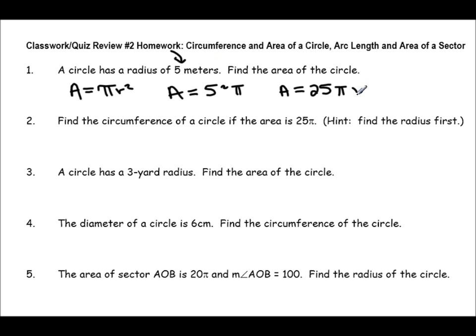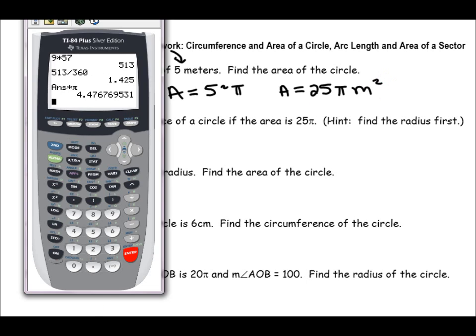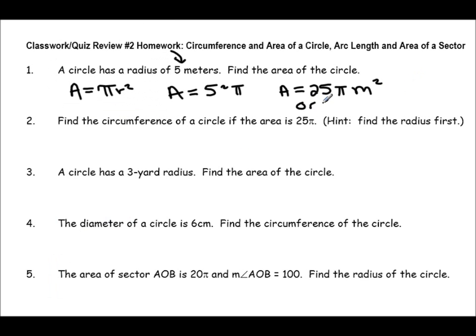And remember, that area is in terms of square meters, so we can do 25 pi square meters, and we can also find its equivalent as a decimal. So that would be 25 times pi, which is 78.5 meters squared.